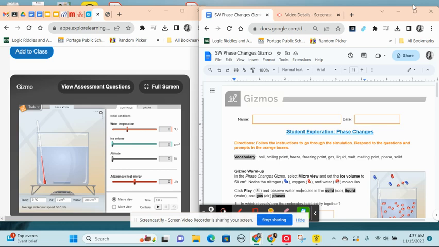Guys, we're going to do this Gizmo on phase changes. We're going to look at molecules and what happens to them when they turn into a solid, or when they turn into a liquid, or when they turn into a gas.